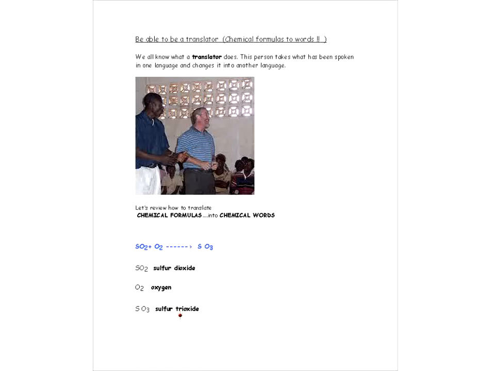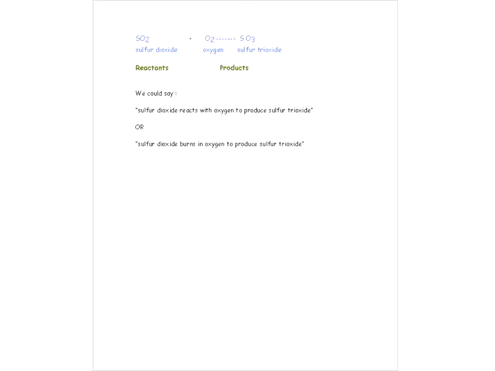Okay, and remember, we only use the di and the tri and that sort of thing when we have molecular compounds. If we had an ionic compound and there was a 2 here, we wouldn't even use that 2 in helping us tell what the name is. Okay, so moving along, we said then that these are the reactants and these are the products.